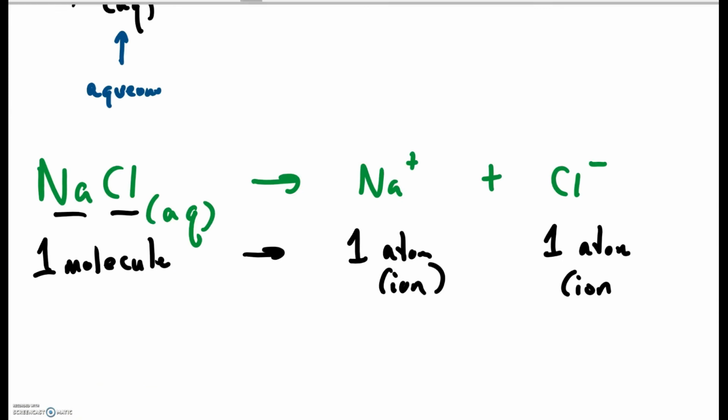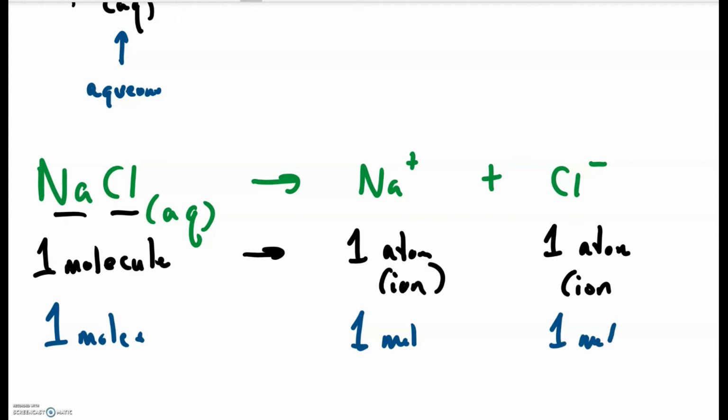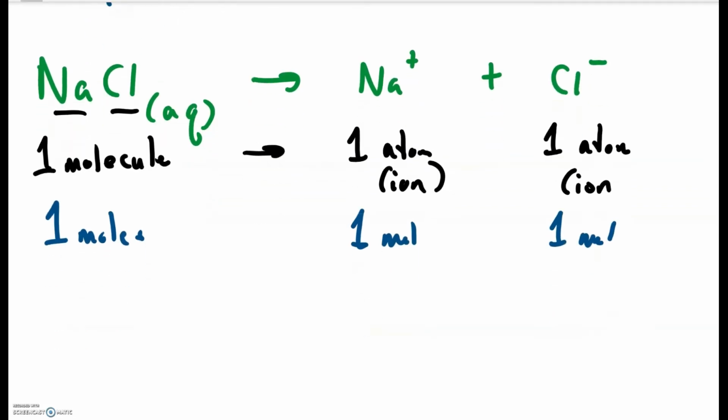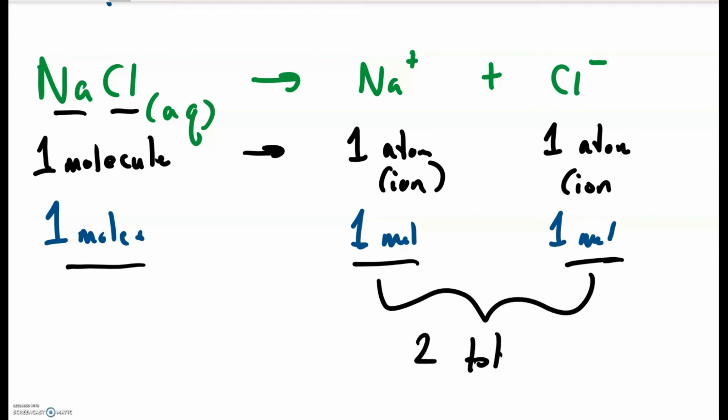Instead of speaking in terms of molecules, we spoke in terms of moles. Well, 1 mole of molecules is going to produce 1 mole of sodium atoms or ions and 1 mole of chloride ions. And this is where things get a little twisted. What happens is this. If 1 mole of sodium chloride dissociates into 1 mole of sodium ions and 1 mole of chloride ions, that's 2 total moles.